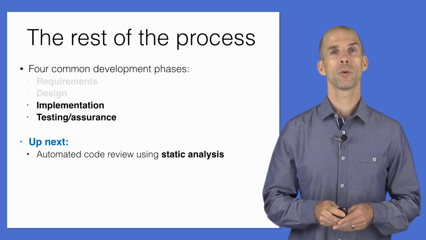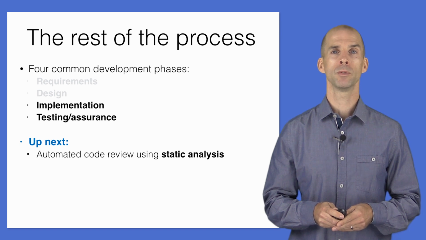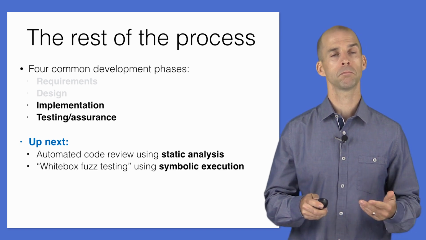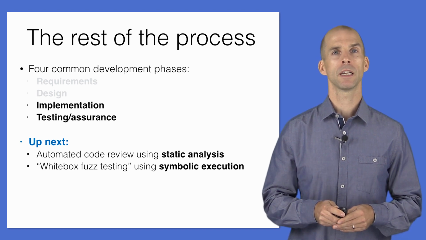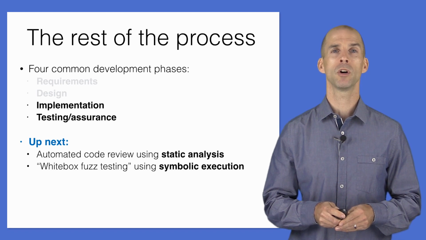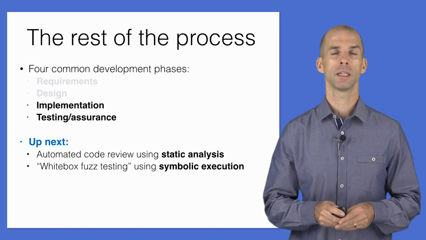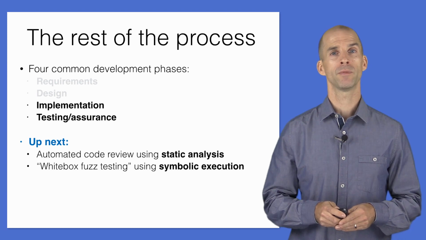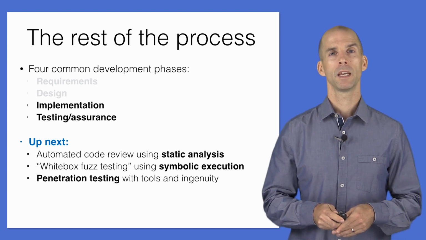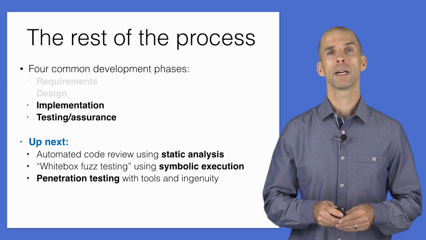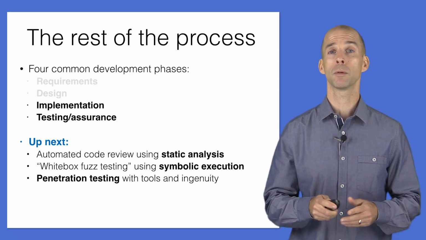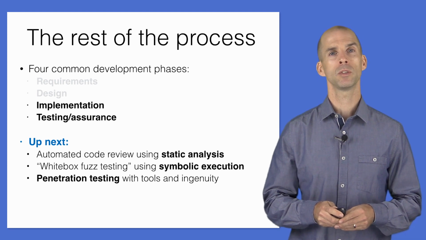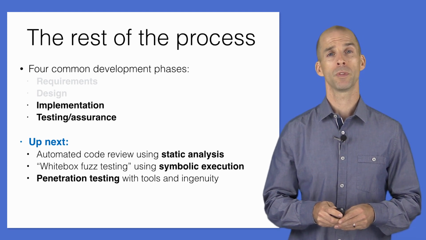In particular, we're going to discuss how to use automated code review to find security bugs using techniques like static analysis. We're also going to look at a technology called symbolic execution that forms the core piece of a technology called automated white box fuzz testing. This technology is very good at finding certain sorts of bugs. Finally, we'll look at the general practice of penetration testing, which aims to find security problems in a completed system involving various tools employed by testers with their black hats on.